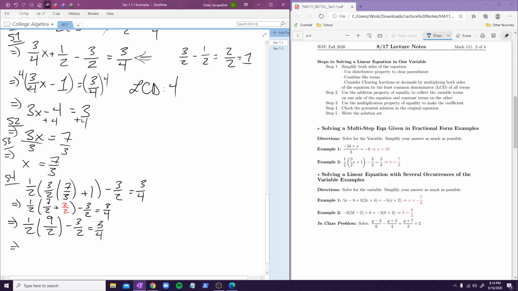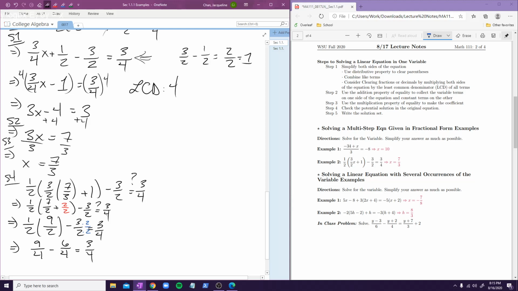Right. Okay, and then I'm going to multiply 1/2 and 9/2, this is 9/4, minus 3/2. Right, I already see ahead. I know I'm going to have to subtract these, but 4 and 2, they're not the same. So what I'm going to do, I'm going to multiply the top and bottom by 2 over 2. When I do that, I get 6/4 is equal to 3/4.